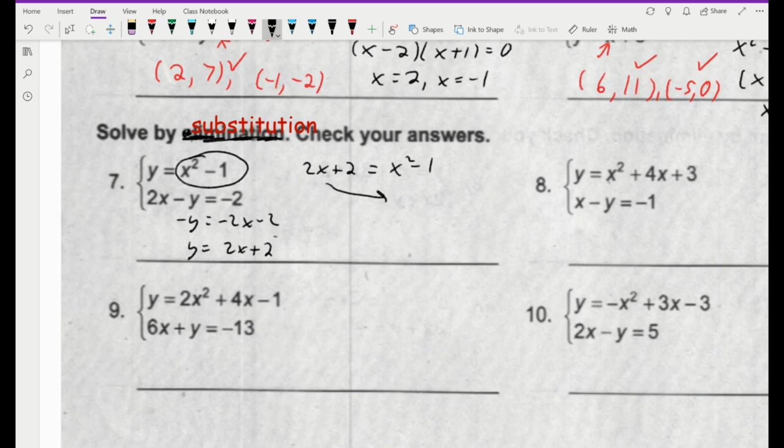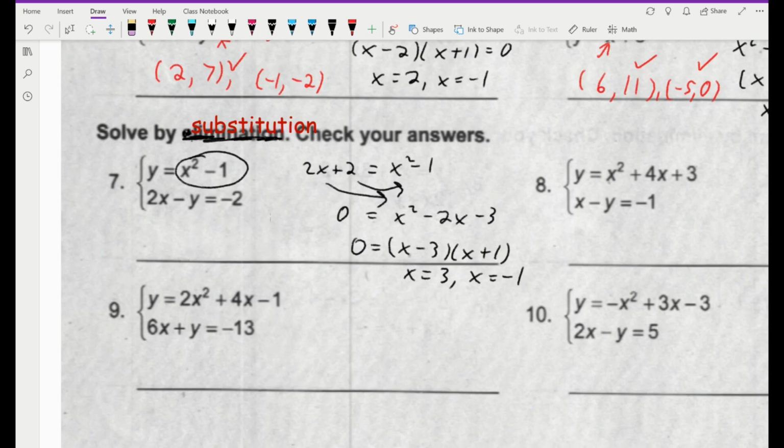I'll move everything to the right side this time. So we have x squared minus 2x, and we're going to subtract the 2, and we'll get a minus 3. So we need factors of negative 3 that sum to negative 2. Well, we could try negative 3 and positive 1. That should work. And it does. So we get x is equal to 3, and x is equal to negative 1.